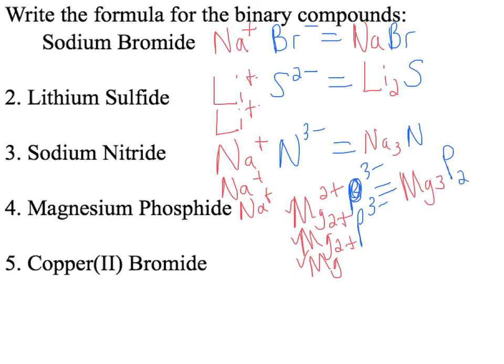Okay, that copper with the Roman numeral 2 means that's the copper with the 2+ charge. That's what the Roman numeral 2 means, 2+. And then bromide is bromine. Those form a 1 negative. So what we need here is 2 bromines to cancel out the 1 copper. So our formula is going to be 1 Cu, and 2 Br, so CuBr2.